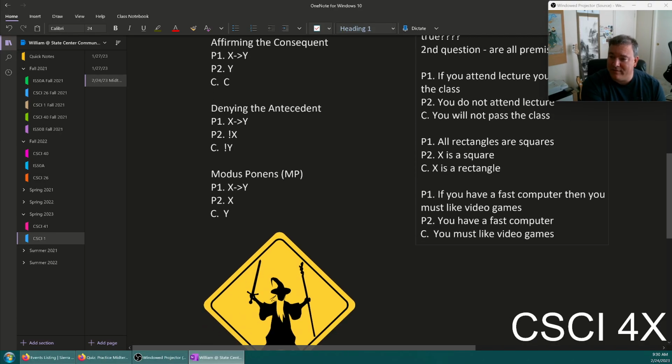Okay. Now, is it sound? No. It is certainly not the case that if you have a fast computer, you must like video games. It's probable. I would say most people that have high-end desktops are probably gamers, but there are people that do things like video editing, right? Video editing, game development is extremely demanding on your computer.